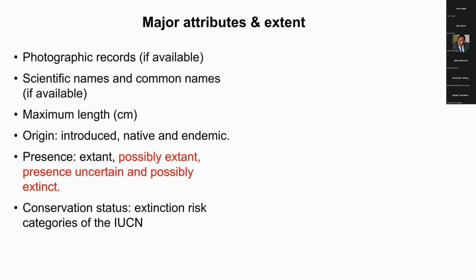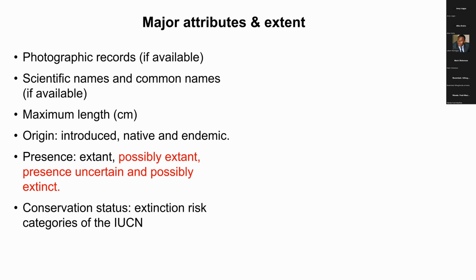And then there's also an important attribute called origin, and this one is where we give information on whether the fishes are introduced, are native, or endemic. So introduced means maybe the fish was carried from another water body and put in another one. Native means it is naturally found there, and then endemic means it cannot be found anywhere else in the world apart from that area. And then we also have an important attribute called presence, and this one has 4 categories.